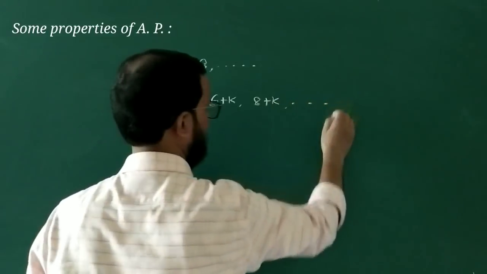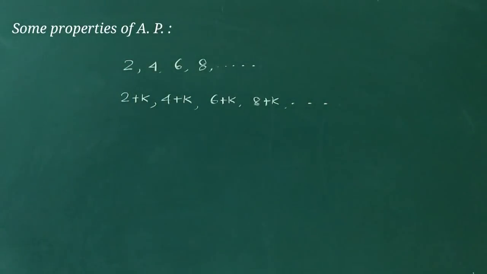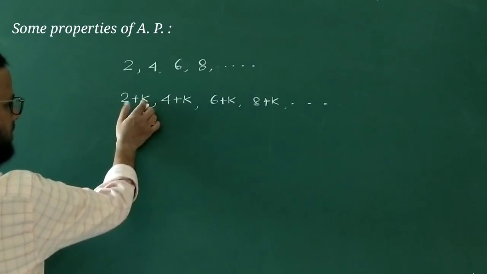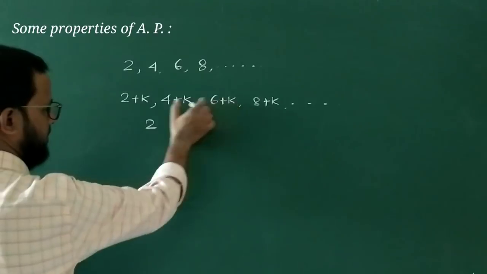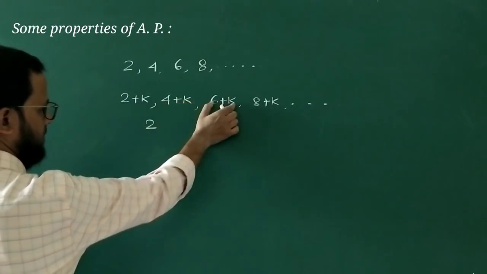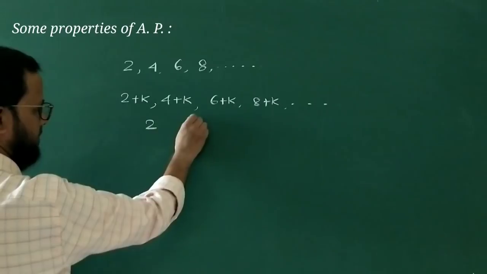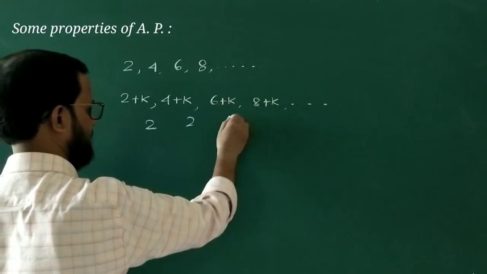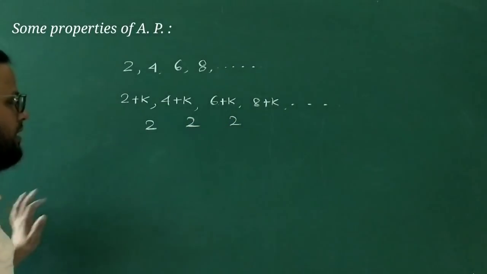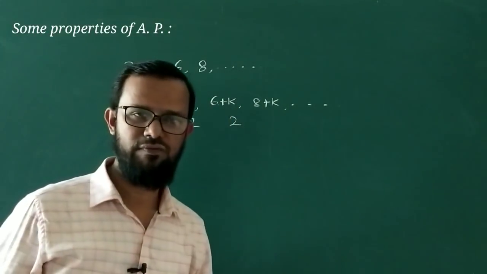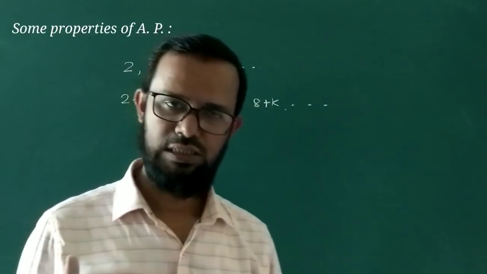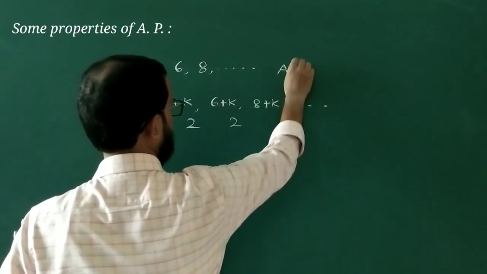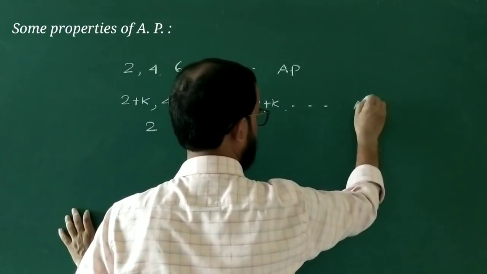So let us check whether this is in AP or not. Is it in AP? You see, 4 plus k minus 2 plus k, from this term to this term you subtract, what is your difference? 2. If you subtract this term from this term, the result is again 2. Similarly from here to here, subtracting, it will be 2. That means the difference between consecutive terms, every consecutive terms, are the same. So this is also an AP. This was also an AP, and this is also an arithmetic progression.